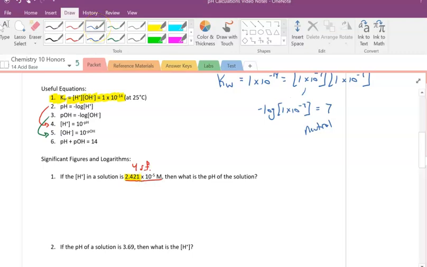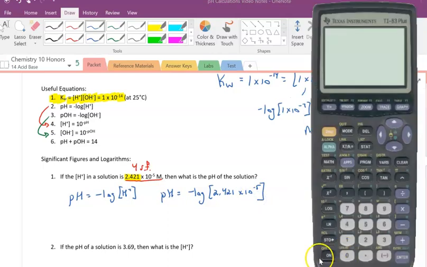If I wanted to solve pH, I'm going to be using equation 2. pH equals negative log of the H plus concentration. So for this problem, I would take pH equals the negative log of 2.421 times 10 to the negative fifth. And when I plug that into my calculator, I'm going to take negative log 2.421 EE negative 5. I get 4.616005211. Okay. When we deal with logs, the number in front of the decimal place does not count towards your significant digits.